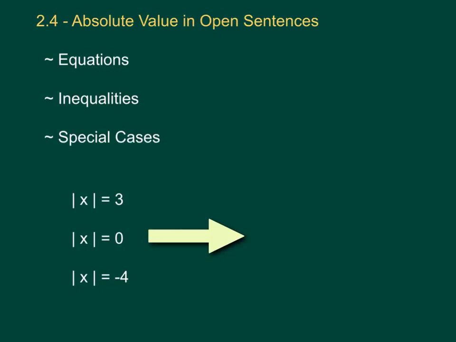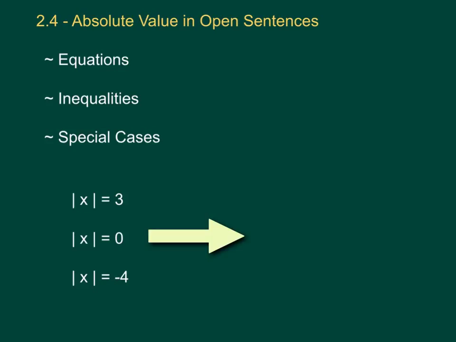Section 2.4, absolute value in open sentences. By open sentences, we just mean either equations or inequalities, which we've seen before, but not with absolute values. Today we're going to talk about how to solve equations that have absolute values, inequalities with absolute values, and we'll just talk quickly about some special cases.